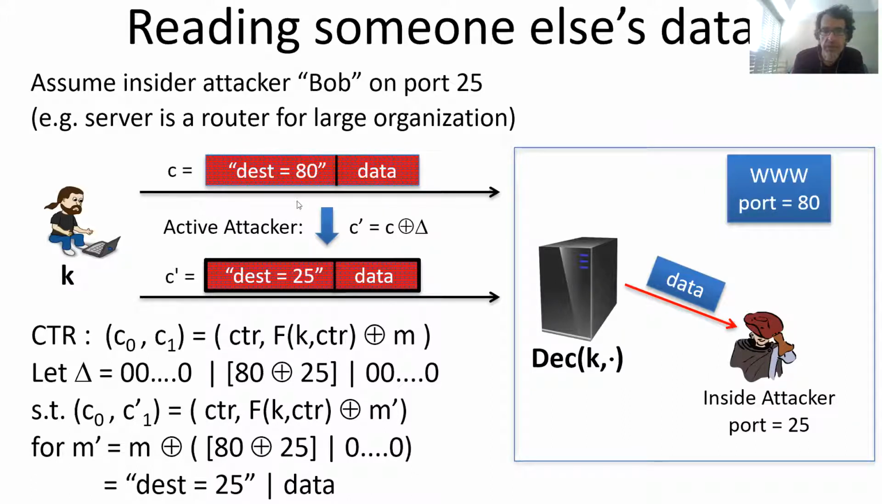Okay, and nothing changes if these are IP packets and these are IP addresses. If you know the IP address of the destination, which you usually do, then you can just XOR out that part of the ciphertext with your desired IP address, and the decryptor would get this new IP address in its place.